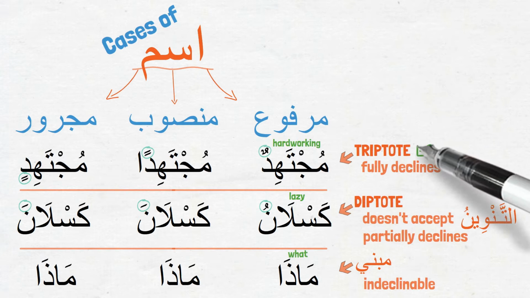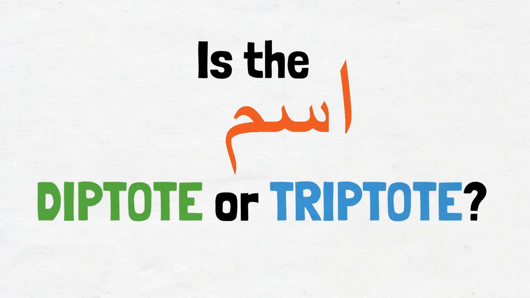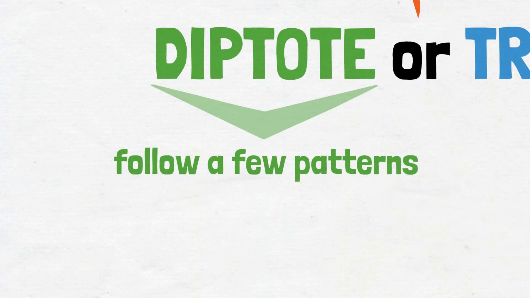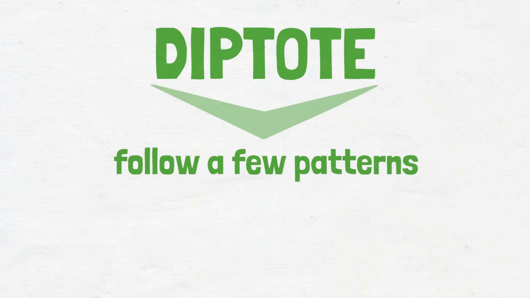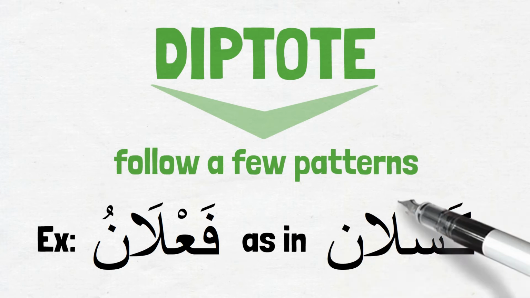Again, the majority of ism in Arabic fully decline. So they are DIPTOTEs. DIPTOTEs are the smaller subcategory of ism. Mabni is also a smaller subgroup. But mabni words are frequently used like ismul ishara hada, ذلك, ismul istifham like ma, ماذا, man, aina, and so forth. Now the question is, how can we tell if the ism is a DIPTOTE or a DIPTOTE? DIPTOTEs actually follow a few distinct patterns. And we'll learn about many of those patterns in the last 2 lessons, lesson 22 and lesson 23 of this book inshallah. In this lesson 9, we will learn a single pattern of DIPTOTEs, which is fa'lanu, as in kaslanu.